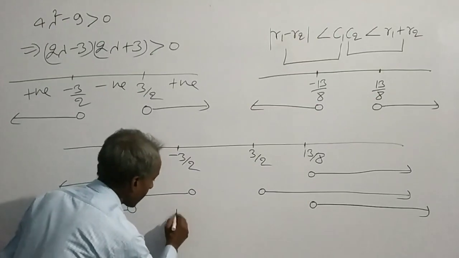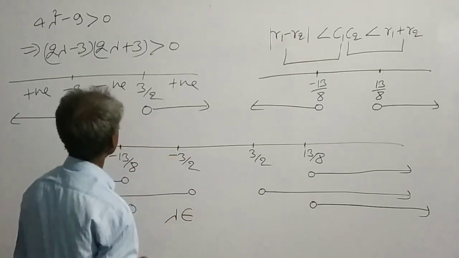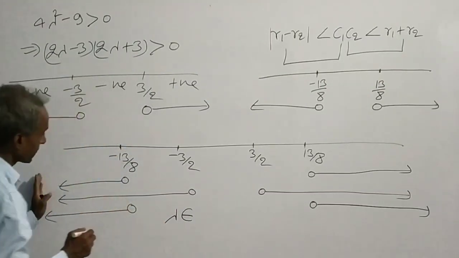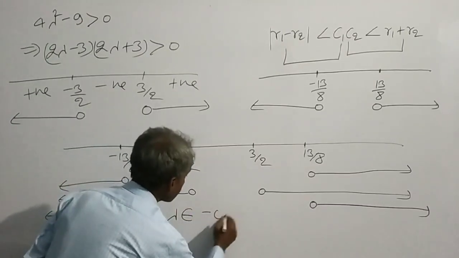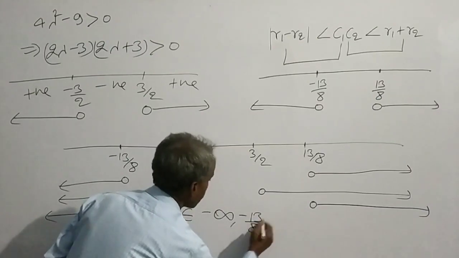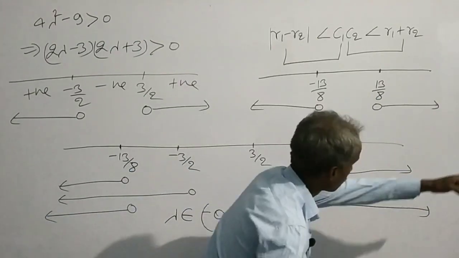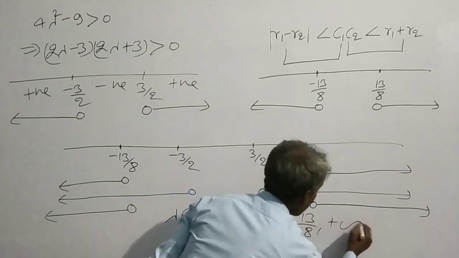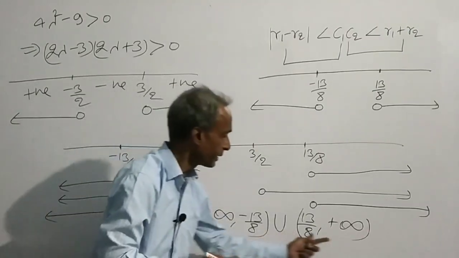Therefore, lambda belongs to minus infinity to minus 13 by 8, union 13 by 8 to plus infinity. Lambda should lie in this interval.